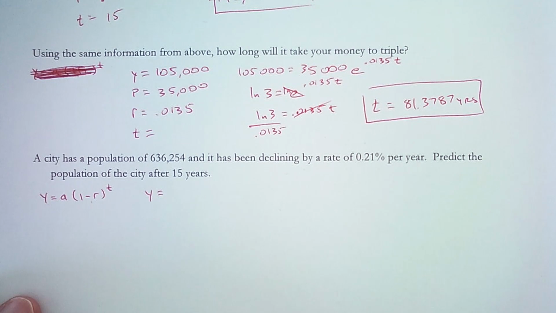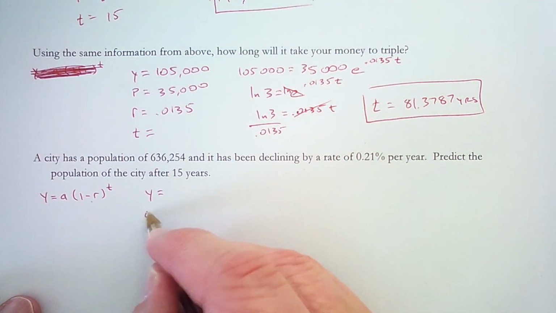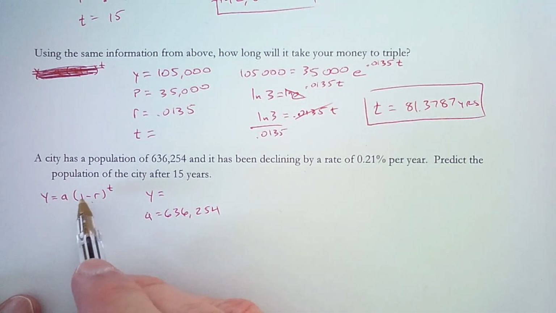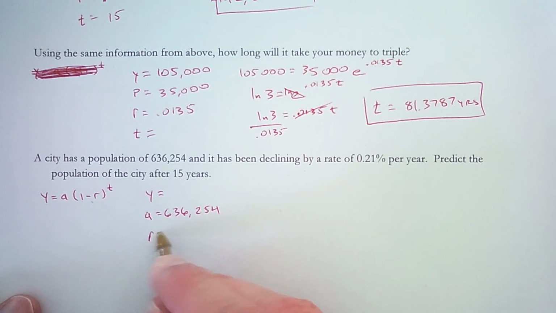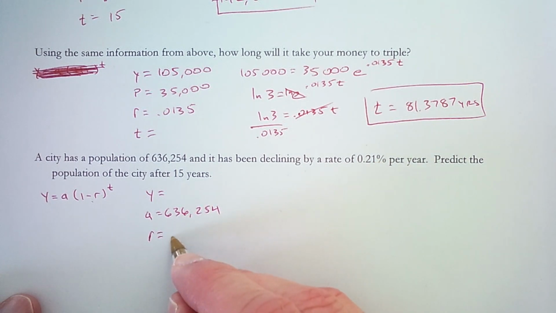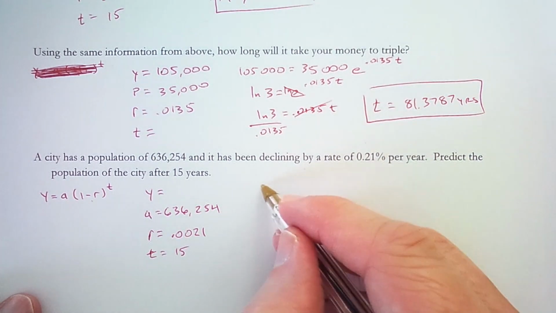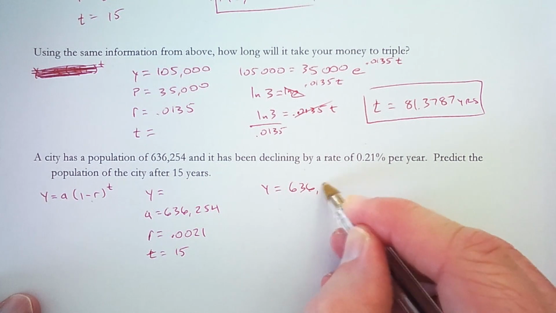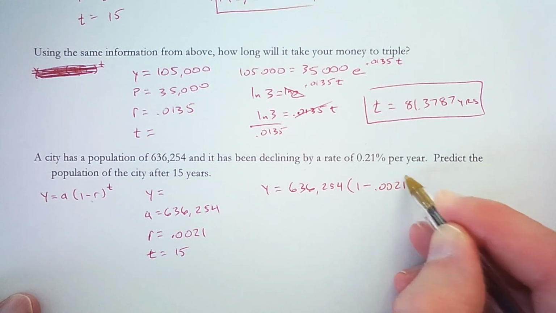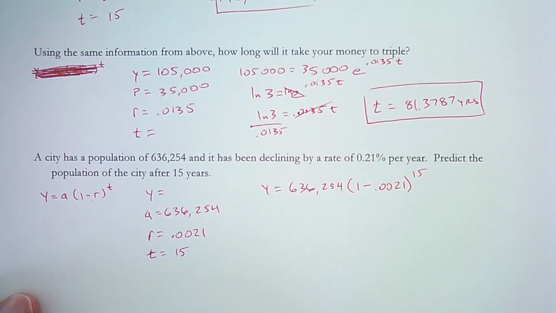So y is the ending amount, and that's what we don't know. A is the starting amount, which is 636,254. Then we have 1 minus r. r is the rate of growth or decay, and that's 0.21%, so 0.0021. And t is time, and that time is 15 years. So y equals 636,254 times 1 minus 0.0021 to the 15th power.